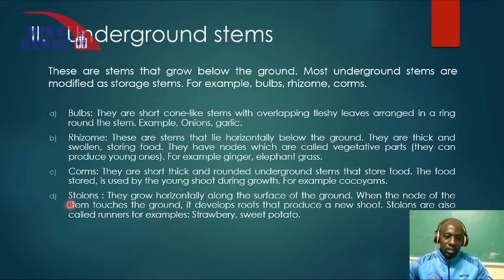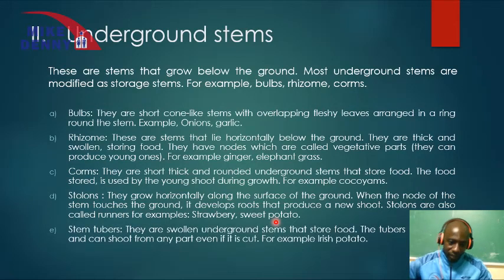Then we have stolons. These are stems that grow horizontally along the surface of the ground. When the stem touches the ground, it develops roots. And when the roots get into the ground, a young shoot just develops from that area. I would say stolons are also called runners. And here we are talking of strawberry. It's a fruit. We are also talking of sweet potato. Look at the stem of sweet potato. It moves. It's like a runner. It can move from one area to another and covers a distance. So that's why we call them runners.